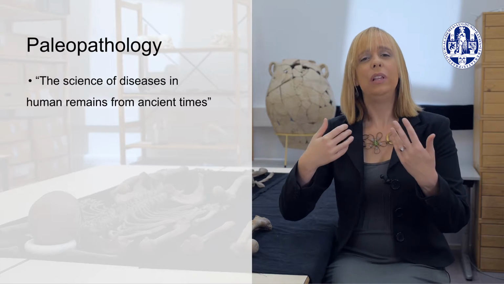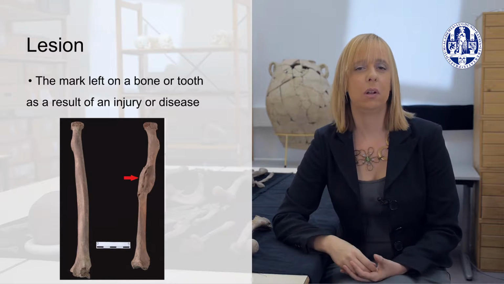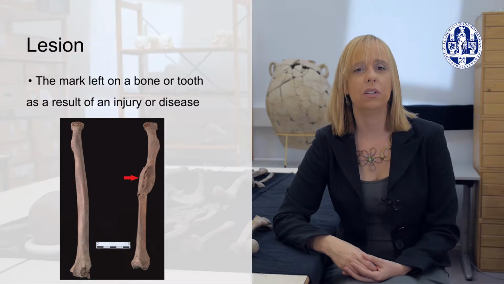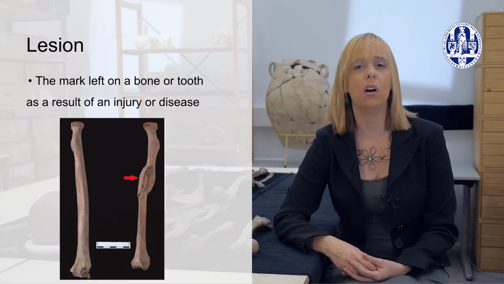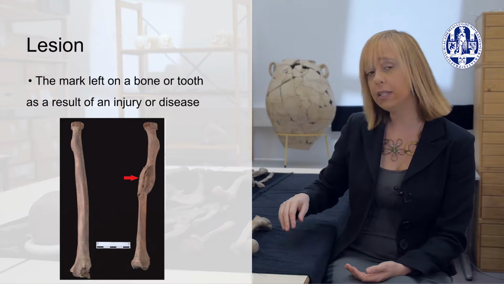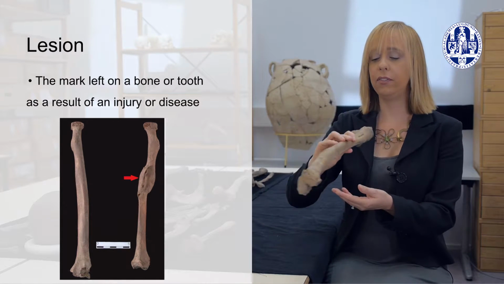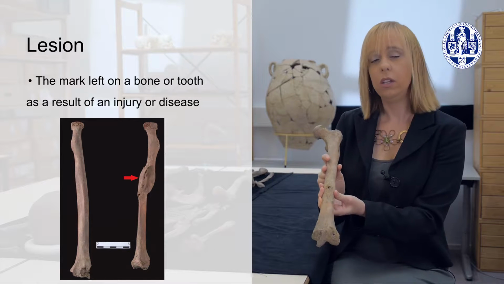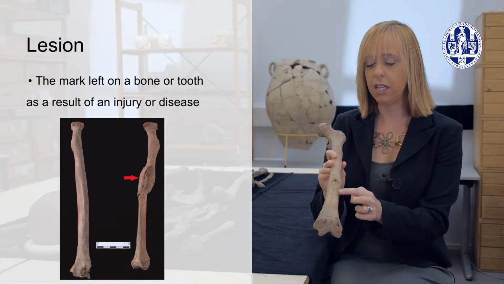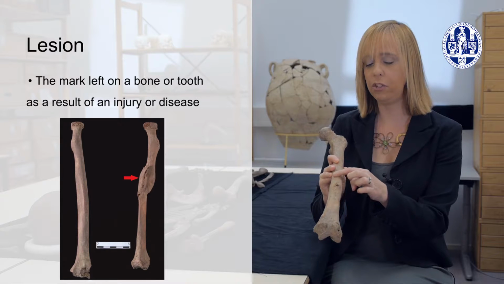So, we look for the mark left on a bone or a tooth as a result of injury or disease, which we call a lesion. For example, on this left femur, your upper leg bone, you can see a rather large lesion here, just below midshaft.